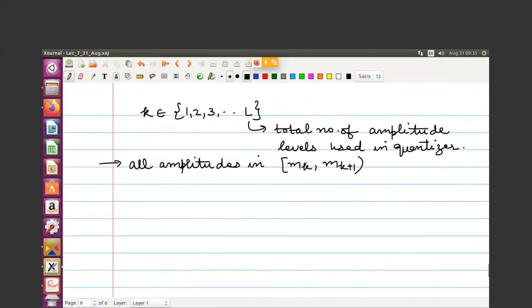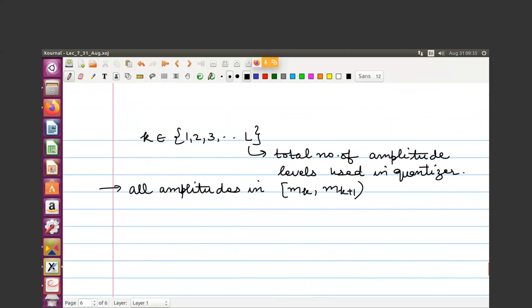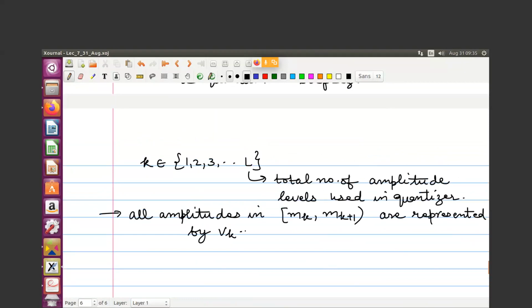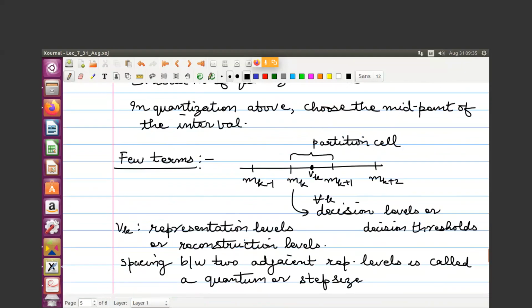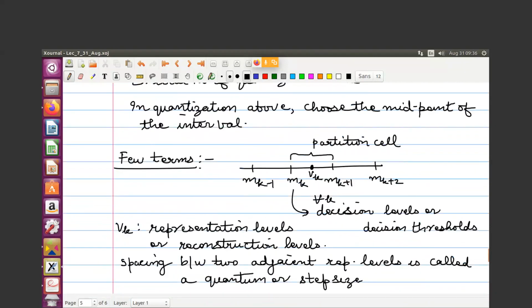It means m_k lies in the interval; we are taking m_k with us, and m_{k+1} we are leaving for the next representation level, represented by v of k plus 1. So this is pretty much what we are doing in quantization right now. For our study of PCM, this sort of quantizer design is appropriate, and this works for us.